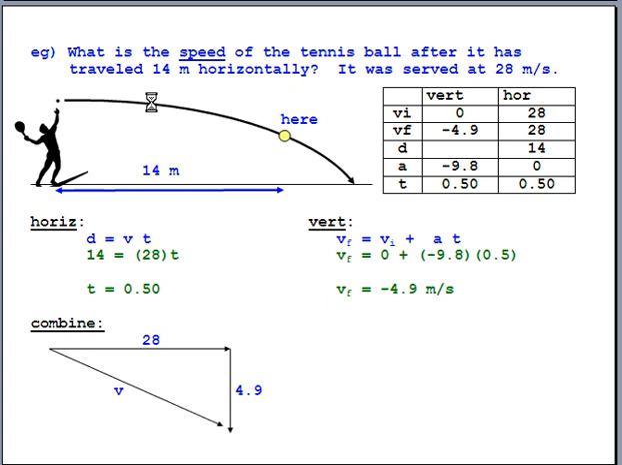We've got that nice little right angle triangle. We can just do a quick application of Pythagoras here. By the time you square the legs, add them up, and take a square root, it's 28.4 meters per second. You could find the angle too if you wanted, but this question just didn't want to know.